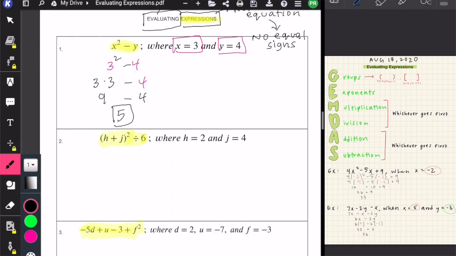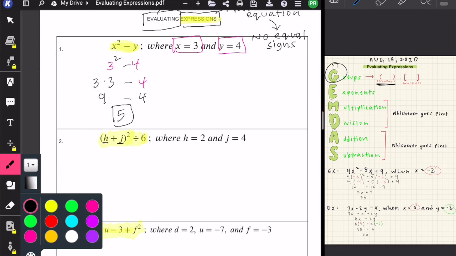h plus j quantity squared divided by 6. Now when I say quantity, what I mean is the group. When we're doing our GEMDAS or PEMDAS, the G in my version starts with groups. So anything that has a quantity. Parentheses tell us quantities. If there's more than one term inside the parentheses, we have h and j, that is a group. That is what we have to focus on first.